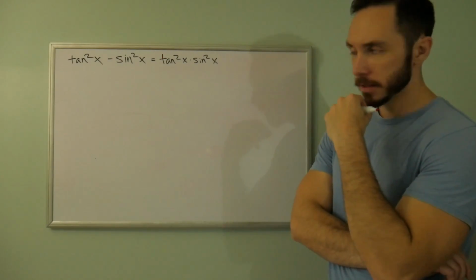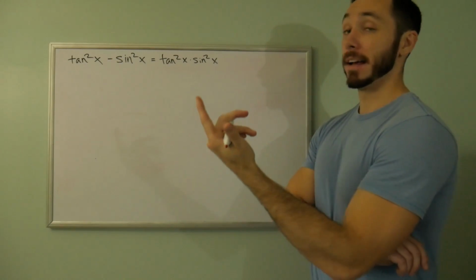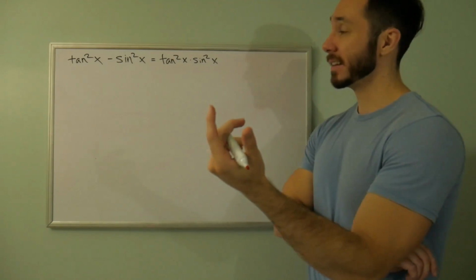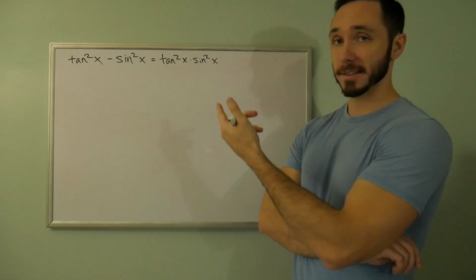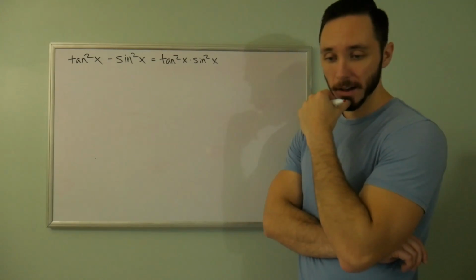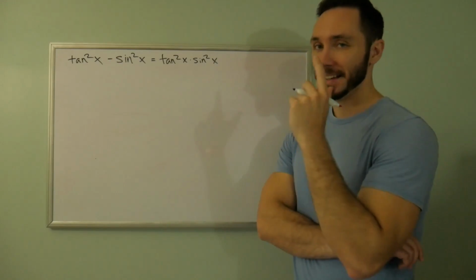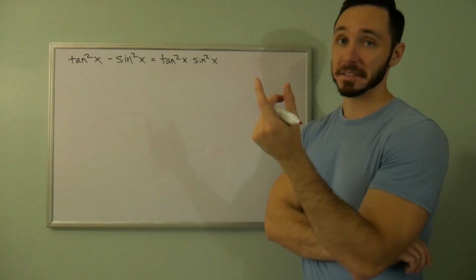Alright, so this next one is fun looking, at least. I didn't know this before walking into this class this year, that tangent square x minus sine square x is actually the same thing as tangent square x times sine square x. Okay, cool. A little bit of work though, unfortunately, at least the way I did it. Maybe there's a faster way.